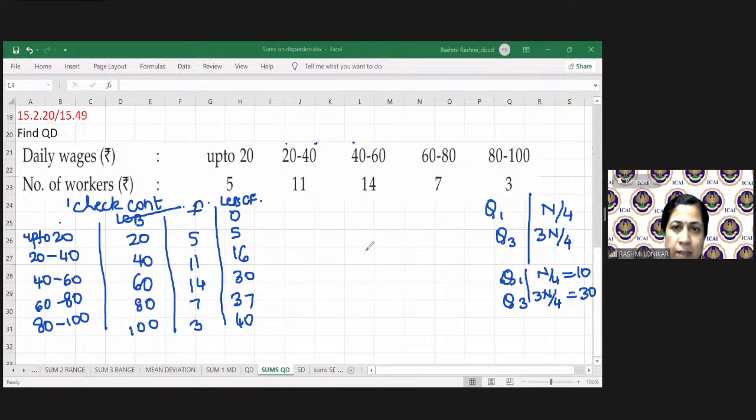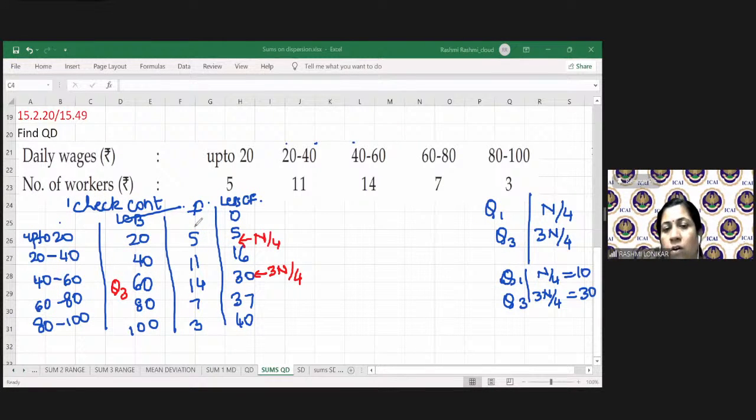Where will 10 lie? My n/4 comes here. And for 3n/4, I have directly got a number, so I have already got Q3. Why? Because it is directly 30, so I don't have to do any big calculation. But for Q1 I will have to do a calculation.